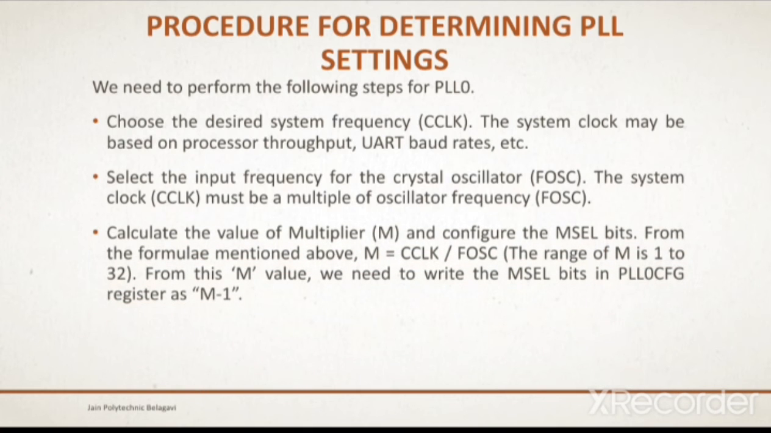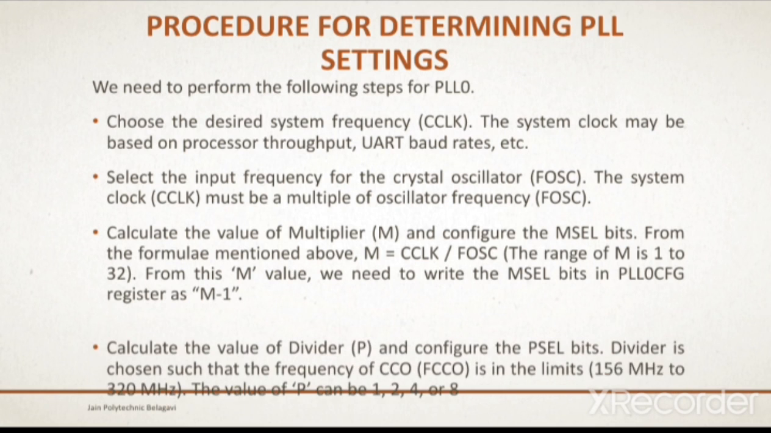Calculate the value of multiplier M and configure the MSEL bits from the formulae mentioned above. M is equal to CCLK divided by FOSC. The range of M is 1 to 32. From this M value, we need to write the MSEL bits in the PLL CFG register as M minus 1.